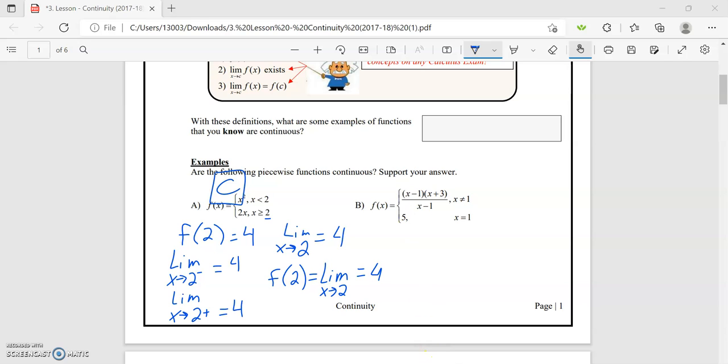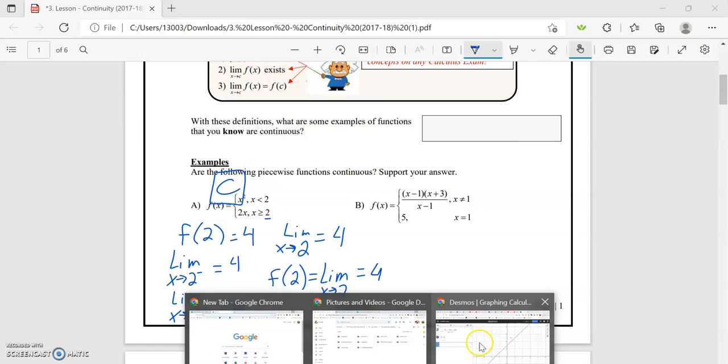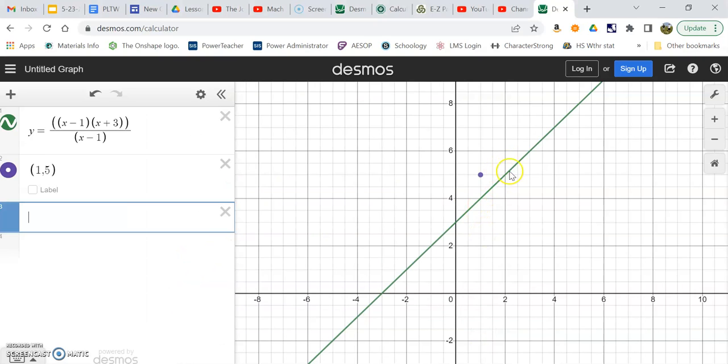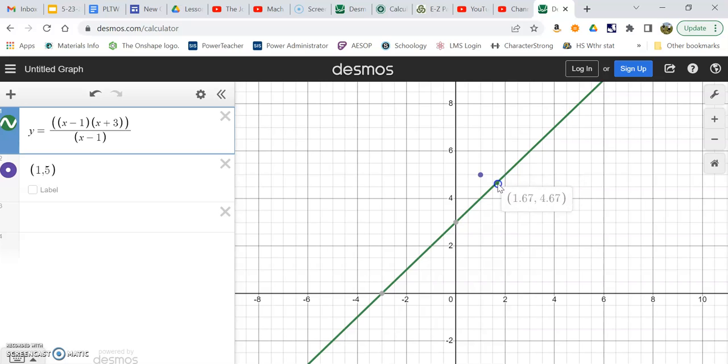So we look at our graph here, and it shows this. The green line is our top equation, going along until you hit x is 1. When x is 1, it's undefined. But we do have a value there. When x is 1, it does equal 5. But here, take a look.